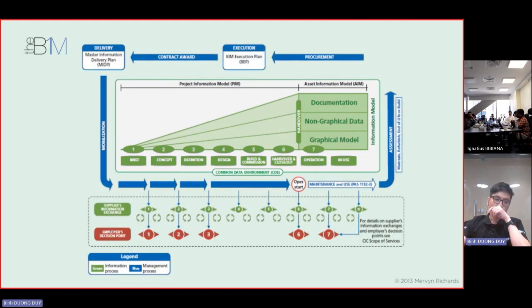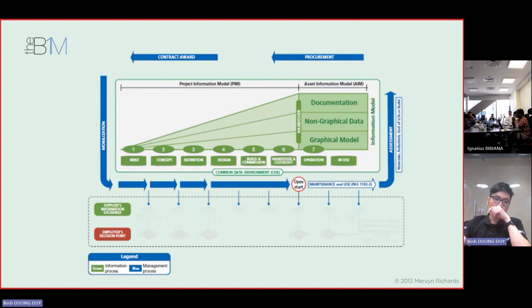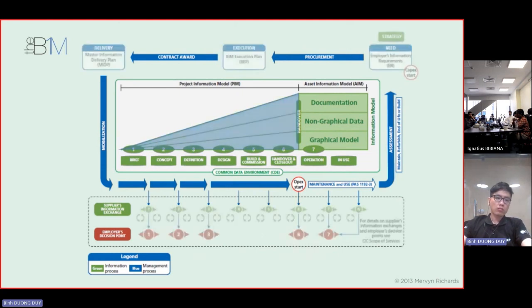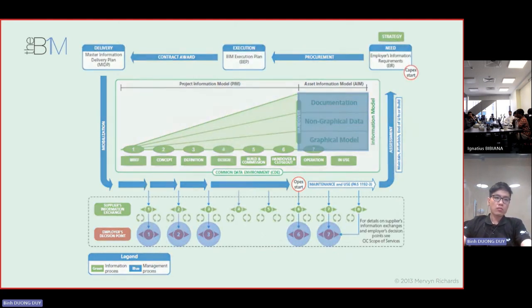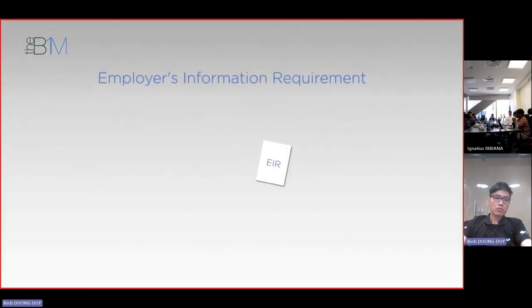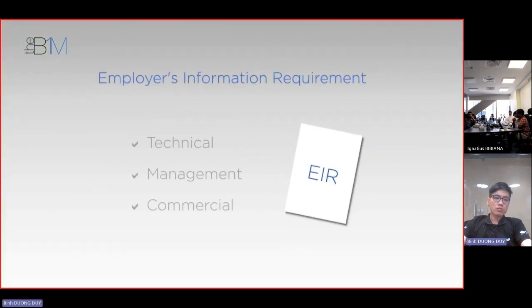Teams working without EIRs in place will struggle to ensure that the right information is issued at the right time to support decision-making. Worse, they'll be creating excessive amounts of information just for the sake of it, rather than efficiently focusing on what's needed. In simple terms, a typical EIR will be broken into three areas, covering technical, management, and commercial considerations.